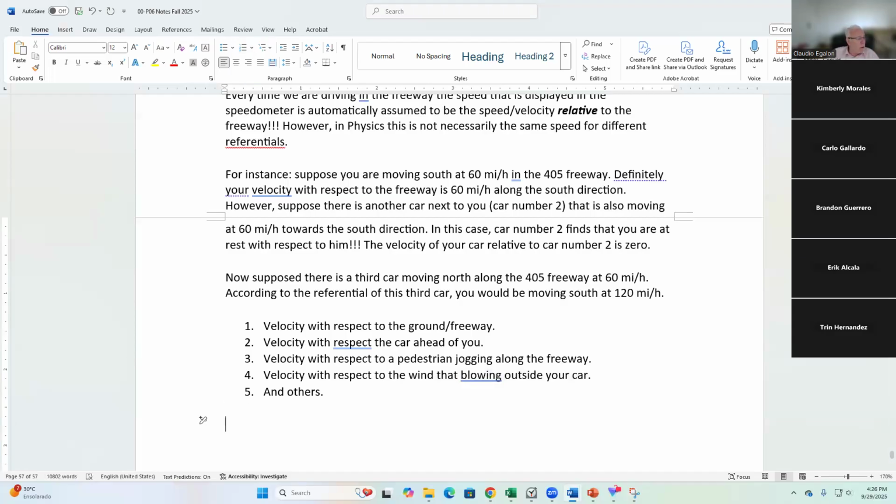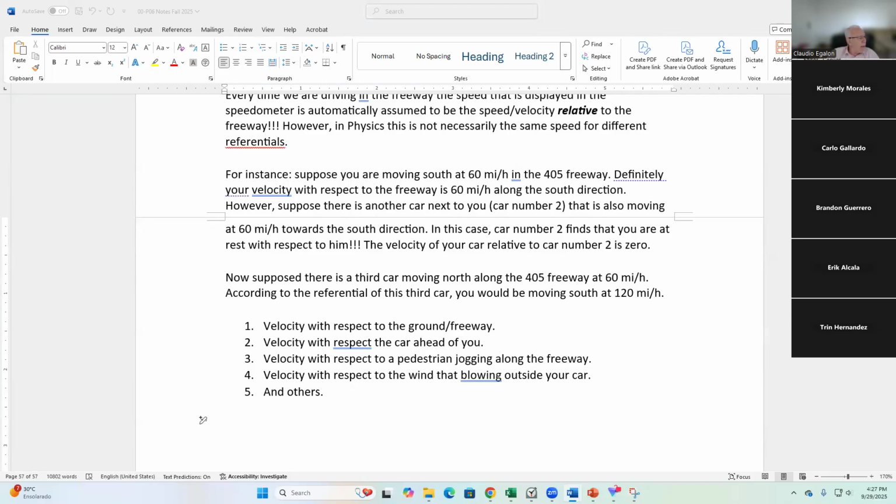And it's very important because you need to know these things. For instance, when you have a ship navigating high seas, you have to know the relative velocity of your ship with respect to the water currents. Velocity with respect to the seashore, right? And so on. Okay, and how do we treat that mathematically?